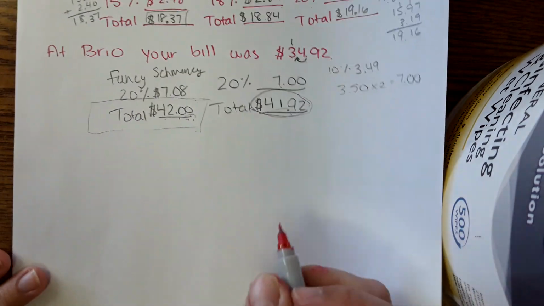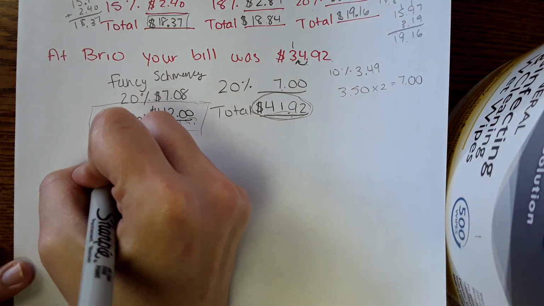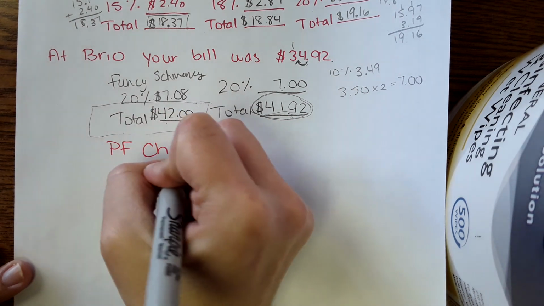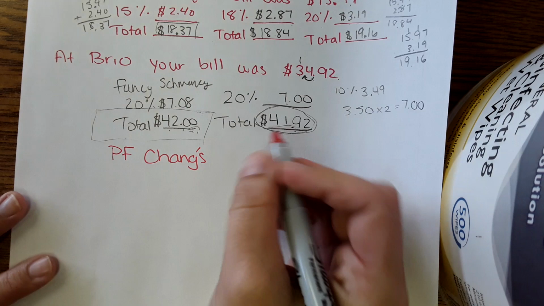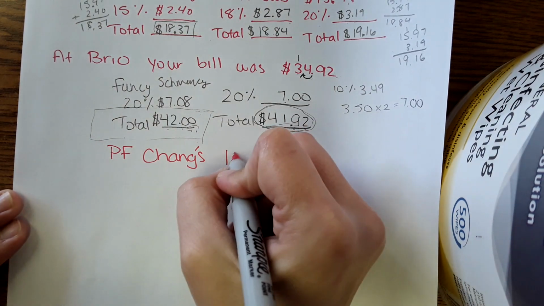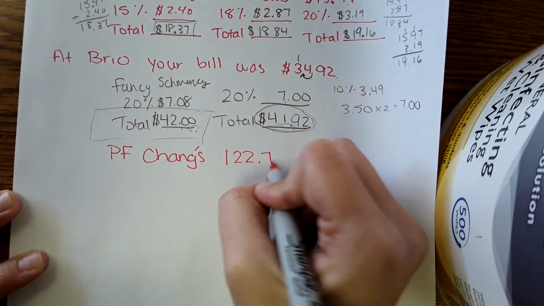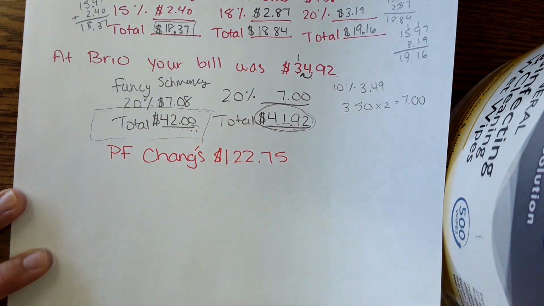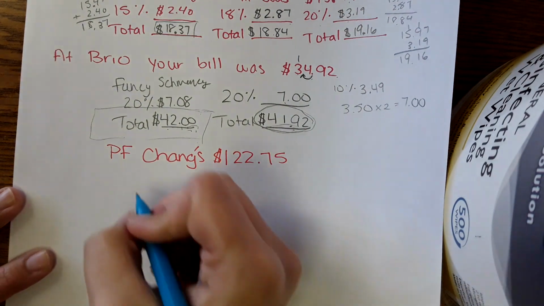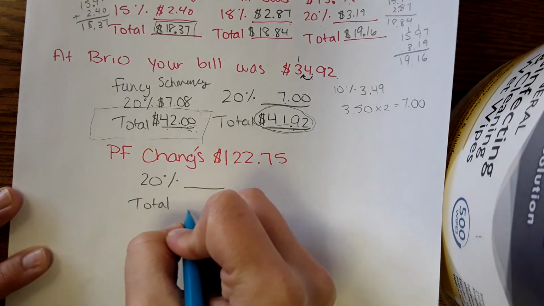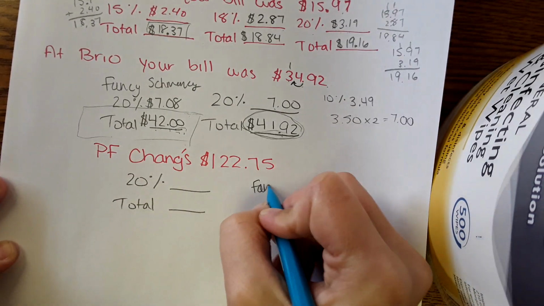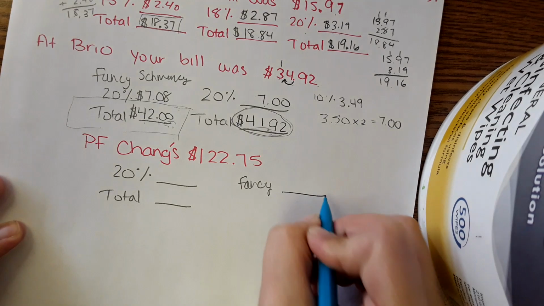So let's try one more example together before we go to the other side. P.F. Chang's. That was recommended in my last class. Let's say you go out with your family, it's $122.75. Let's do 20% and then a total. And then let's get fancy over here.